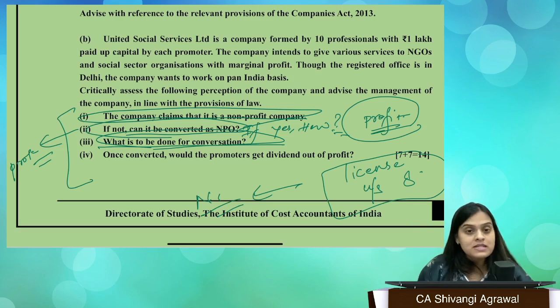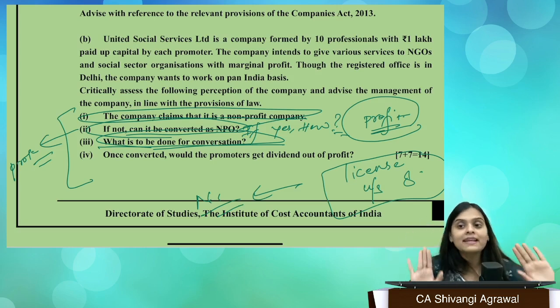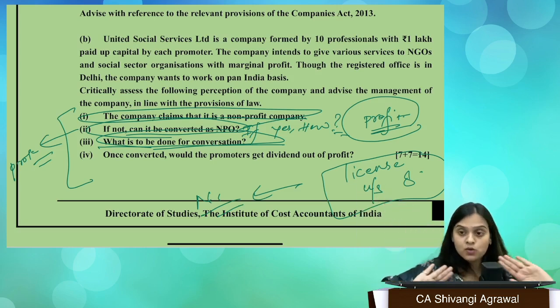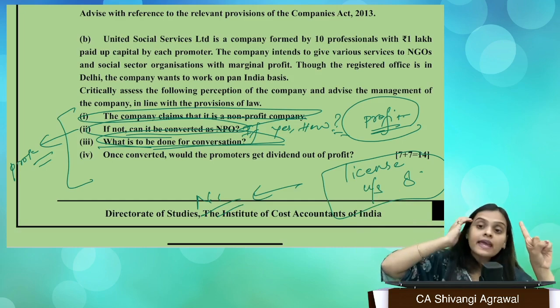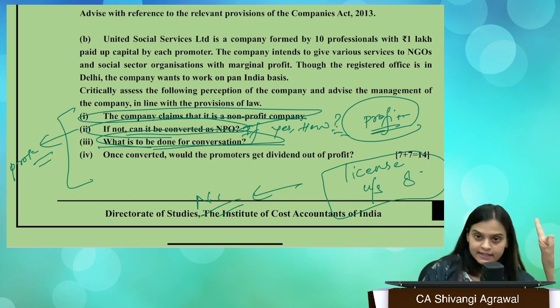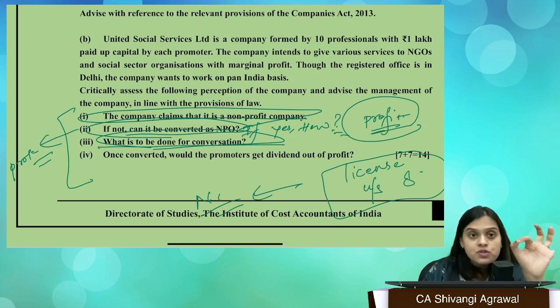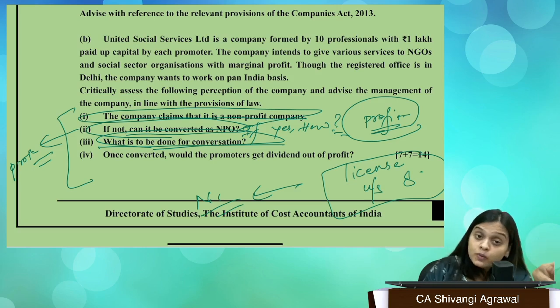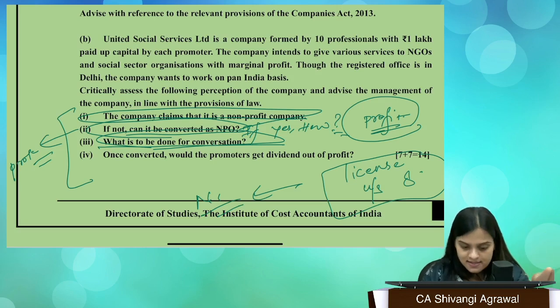The first requirement is that a private or a public company can convert itself into a Section 8 company. That is not the problem. But first, you will accordingly alter your MOA and AOA. Fine. So you will have only the objects which are allowed for an NPO, right? Secondly, you have to make an application in INC 12 for obtaining license. Right? For obtaining license, you need to submit certain documents. What are the documents? Statement of assets and liabilities.